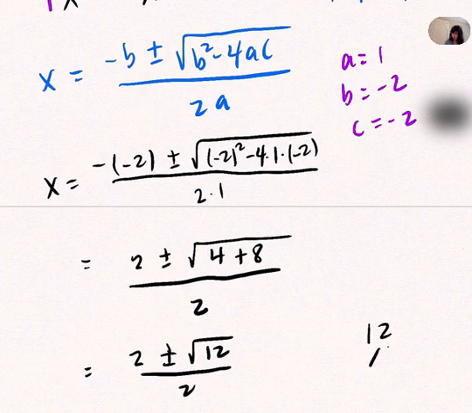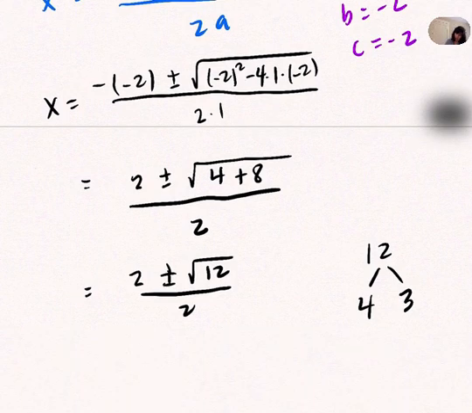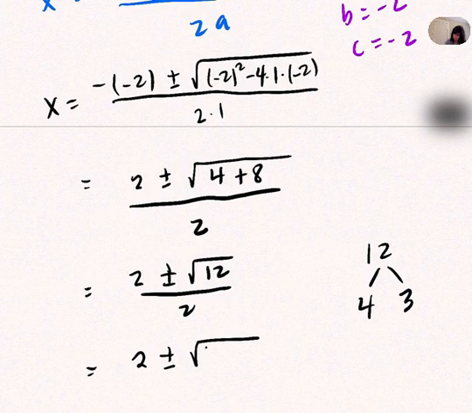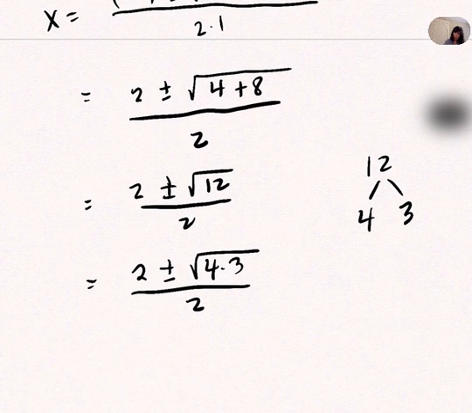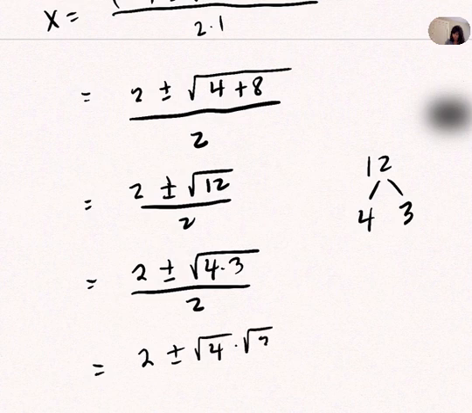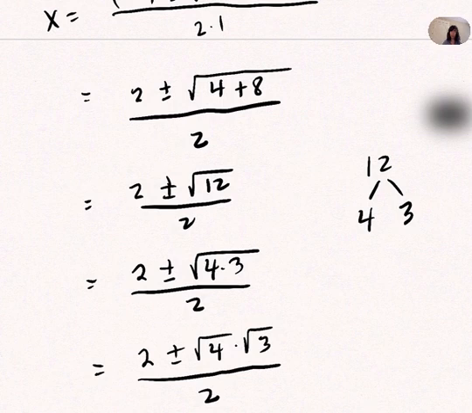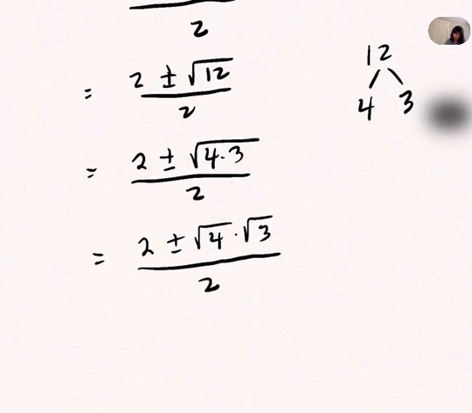Now 12 you can write as 4 times 3. And that's useful because I can pull something out of that radical. So this is 2 plus or minus the square root of 4 times 3 over 2. And if you have inside of a radical something times something, you can split them into their own separate radicals. So I can write this as square root of 4 times square root of 3. That's something you can do over multiplication and division, but not addition and subtraction. Square root of 4 is 2, so we'll simplify that.